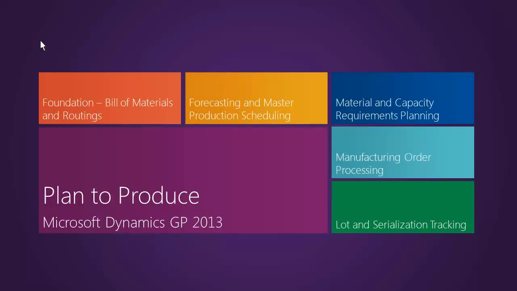The plan to produce business process is fully supported by Microsoft Dynamics GP 2013. The execution portion of this process is primarily manufacturing order processing. Let's take a look.